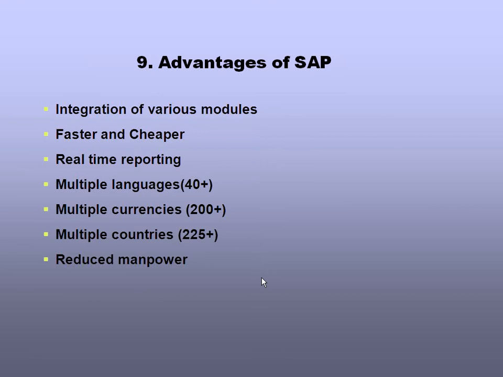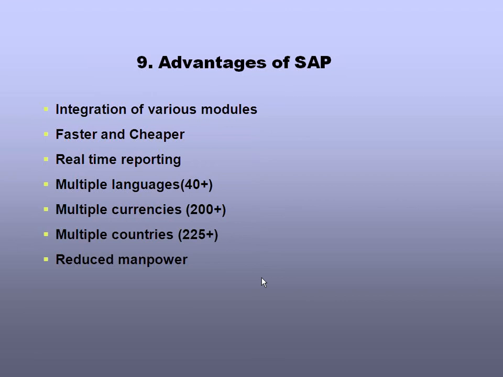You can see integration of various modules is possible, quite good in fact, faster and cheaper, because you have got a process model where more than 1,000 ready-made processes are available. You adopt a process according to your customer requirement and then modify it. You need not build the application right from the scratch. That's the advantage, and therefore it is faster and cheaper. What we call RAD, Rapid Application Development Tool.